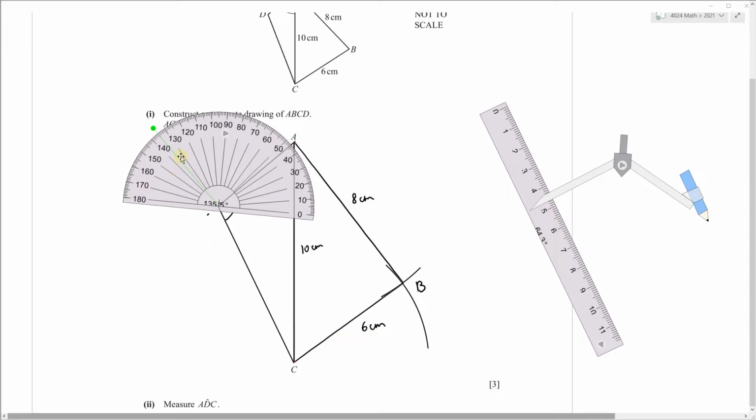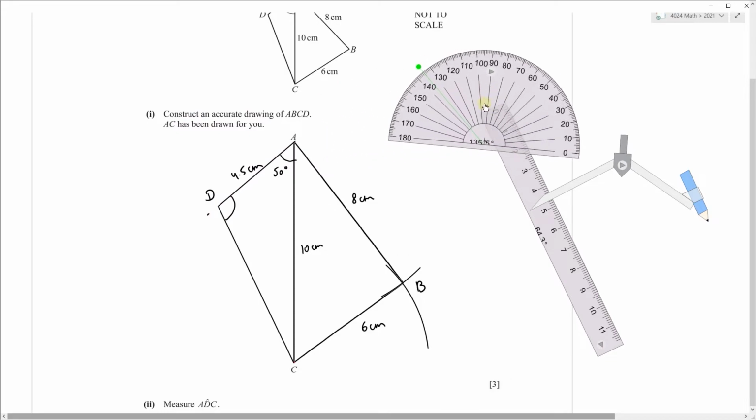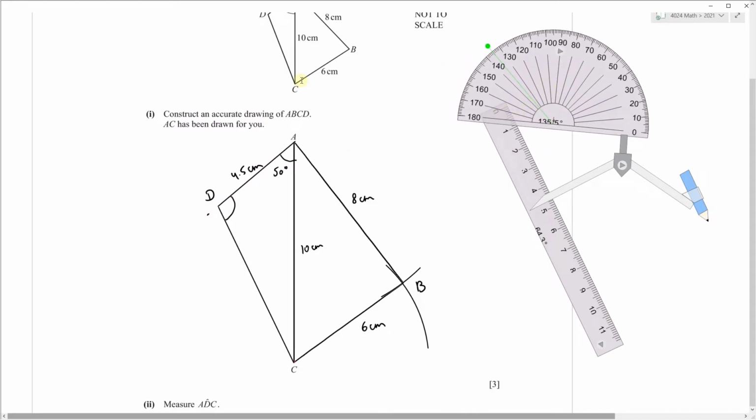The next part is to calculate the perimeter of this quadrilateral A, B, C, D. You already know this length, this length, this length. Only this length is missing. So if you can calculate this one, you add this plus this plus this plus this.